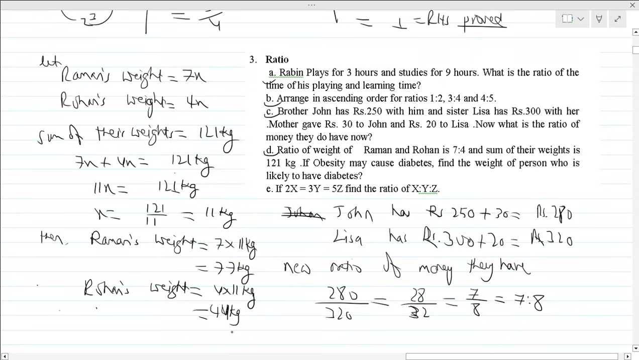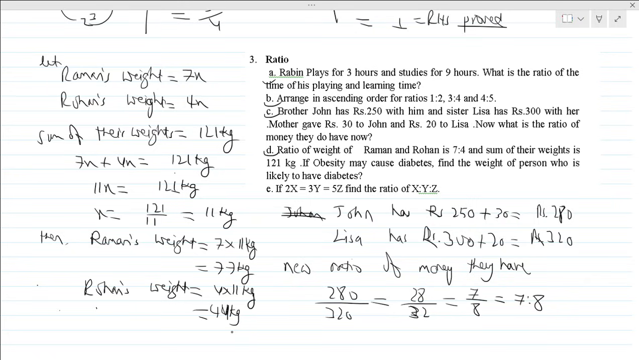Alright, and now go with the question. What we have to conclude is this. They said obesity may cause diabetes. Obesity, getting more fat in our body or getting more weight, so it may cause diabetes. So there is this saying in our daily life, right? So it is said like that. So this is what: find the weight of the person who is likely to have diabetes, so whose weight is more comparing to these two persons.